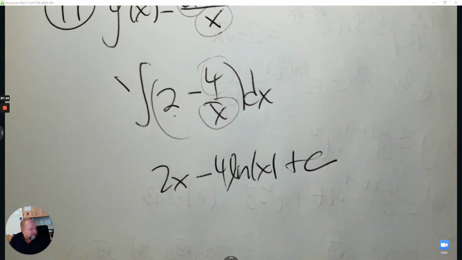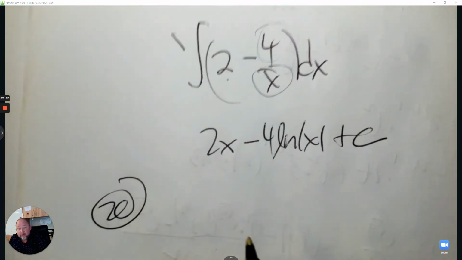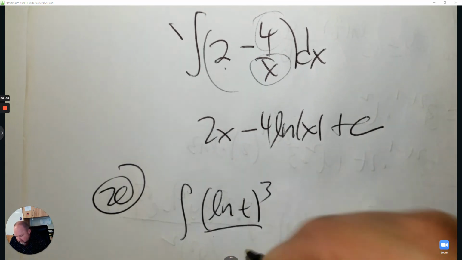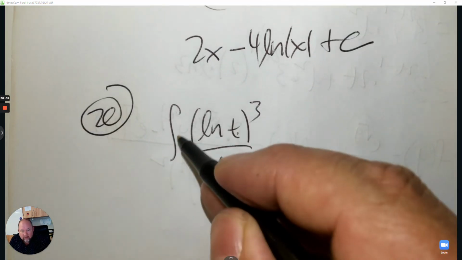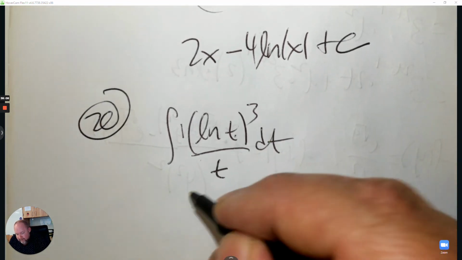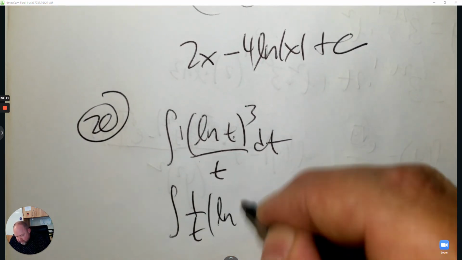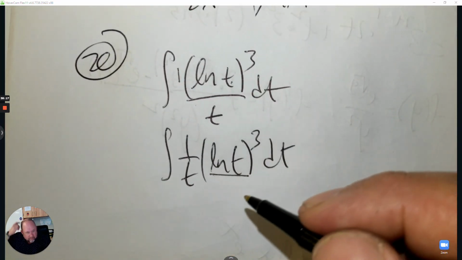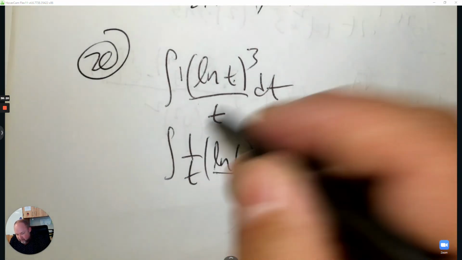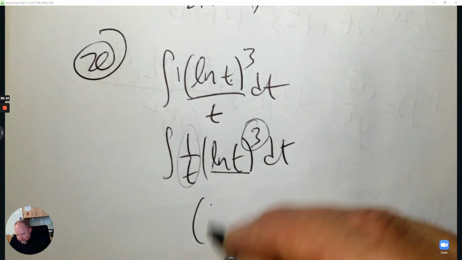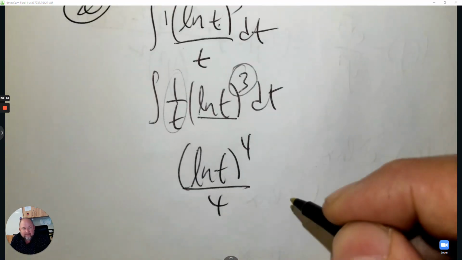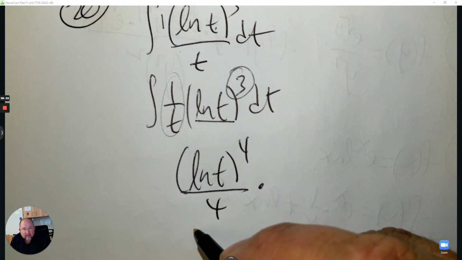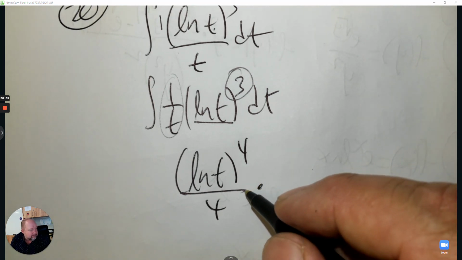Number 20. We get stronger by practicing correctly and not giving up. We're going to integrate this. Whenever I'm integrating a logarithm, I look for 1 over t, which I see. That's the hook. So the hook is there. So I just have to do the power rule, which means I add 1 to the exponent and divide, and then that's it, plus c, right? Done.